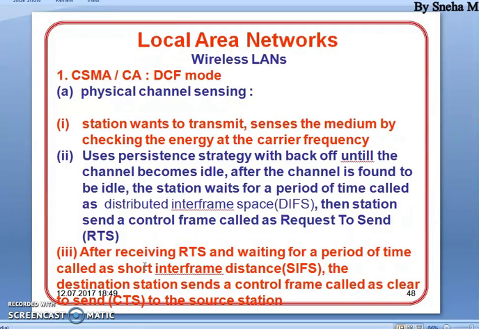The station which wants to transmit data to the destination system will start sensing the medium by checking the energy at the carrier frequency. It keeps on sensing the medium to find out whether the medium is busy or free for it to send the data. So it uses a persistence strategy with backoff until the channel becomes idle. Once it finds that the channel is idle, it doesn't send the data immediately. It again waits a period called the distributed interframe space, DIFS time. Then the station sends a control frame called request to send.